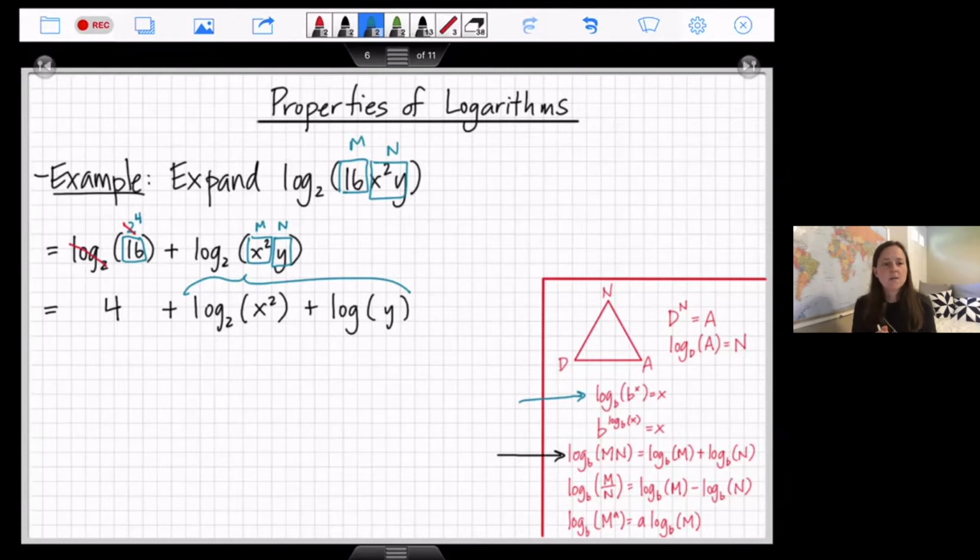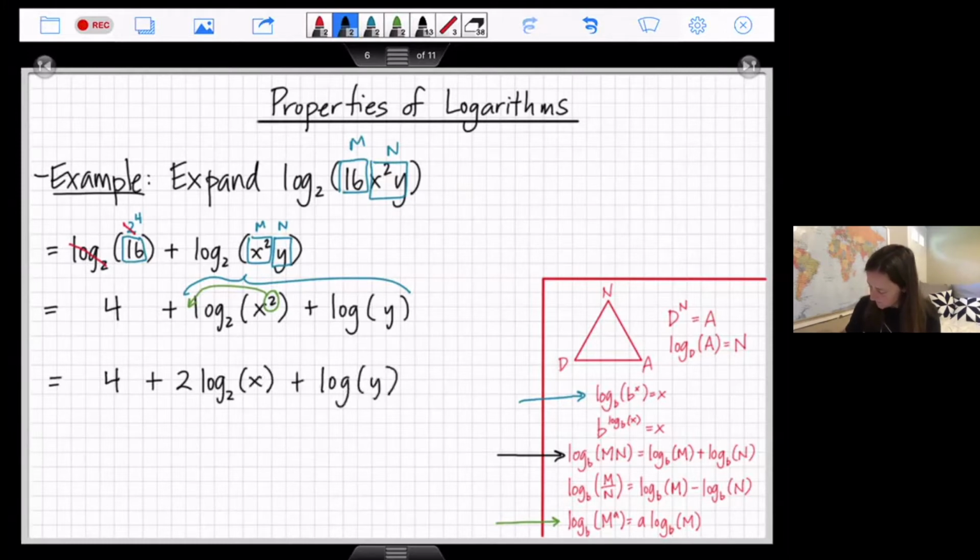And the one in the middle is where I'm going to use that third property that says I can take that exponent inside and bring it down out front as a coefficient. So I can bring down this 2 as a coefficient. So copy everything that we're done with: the 4 plus 2 coefficient log base 2 of x, since it's not squared anymore, and log y. All right, so now that all of my, oh, I forgot my 2 on my logs, log base 2.